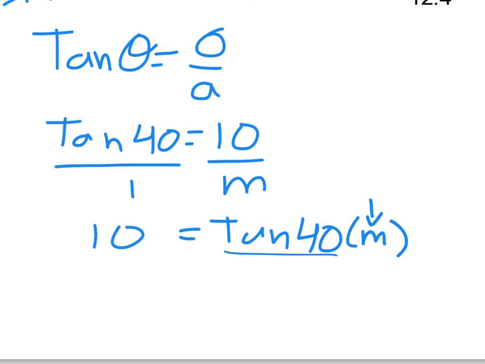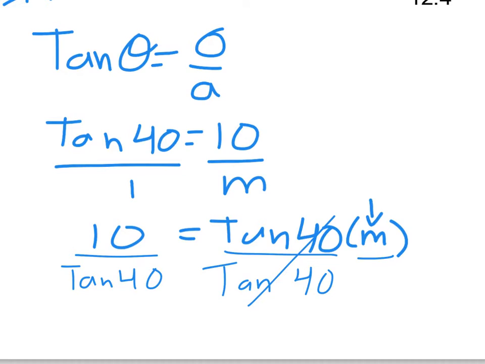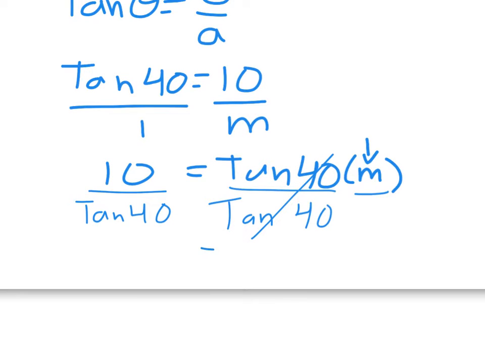But I'm not going to write down 0.839099631. That's a terrible number. The number is tan 40. And that'll get rid of it, and I'll be left with an M. But what I do on the right side, I also have to do on the left side. So now we're going to take our calculator, and we'll do 10 divided by tan 40. And we'll get 11.9, so I'm going to round that to 12.